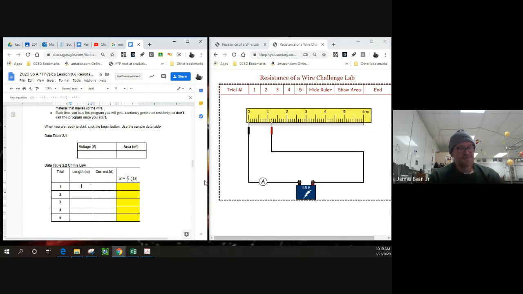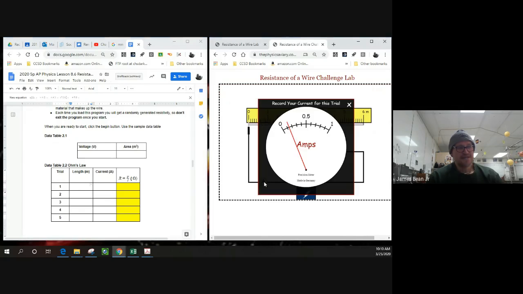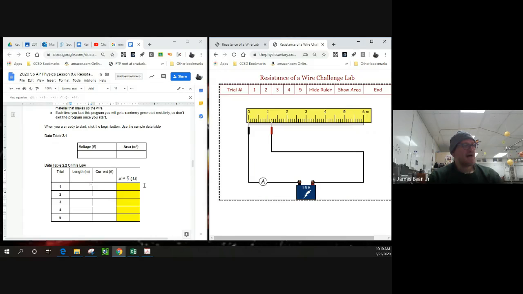Now to get the current, I'll need to hit the current here, and this is given to us in amps. So each dot is 0.1, 0.2, 0.3, 0.4, 0.5 amps. So this here I'm going to estimate about, well, we'll say 0.14 amp. So I would put down here 0.14 amp, and the length of the wire I have here is 1.2 meters.